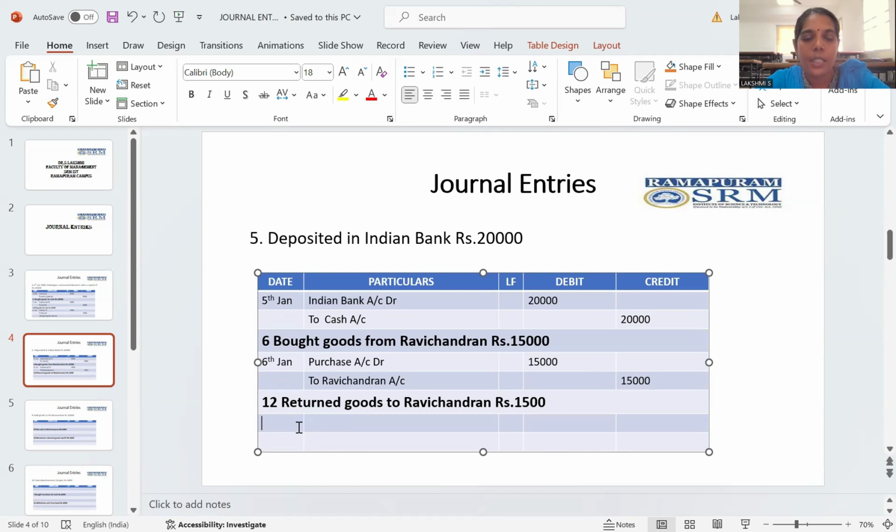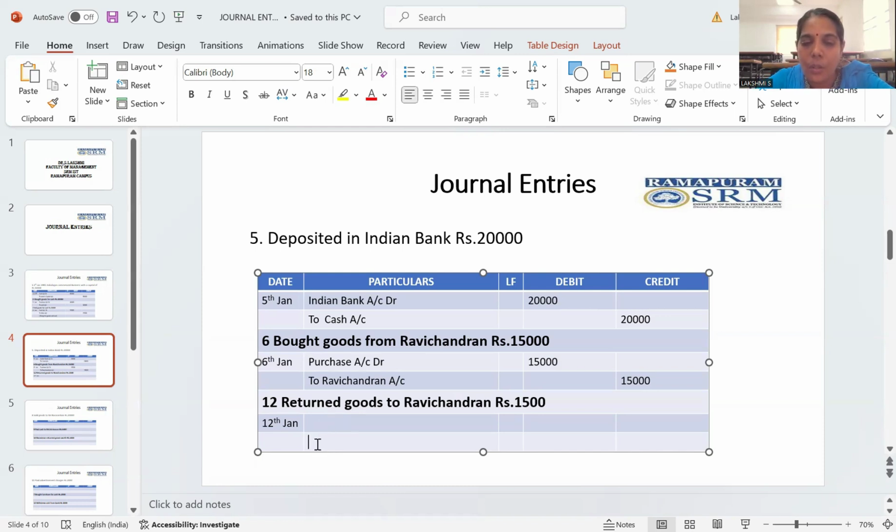Okay. And then 12th January. Return goods to Ravichandran. On 6th January, we purchased goods from Ravichandran for rupees 15,000. Again on 12th January, we return goods to Ravichandran for the value of rupees 1,500. Goods are returned to Ravichandran for many reasons, like not up to the mark, not as per the quality mentioned or as per the quantity mentioned in the invoice. For some reasons, we return goods to Ravichandran. So the goods go out of the business and nothing comes into the business.